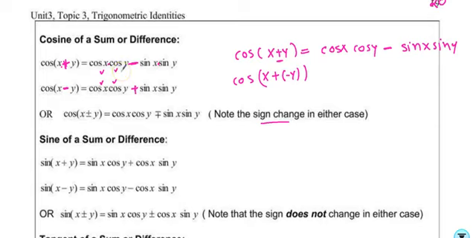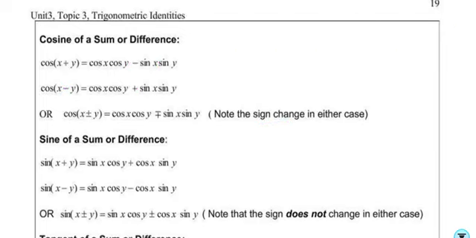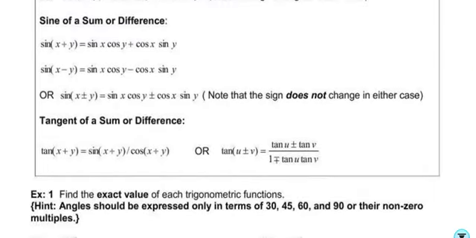You will get used to it, and don't worry about memorizing. They will be given to you in the problem. Normally you get the formula sheet. If you are sitting in the classroom, you get the formula sheet, and it has these formulas given to you. So this is for cosine. Let's take a look at sine.